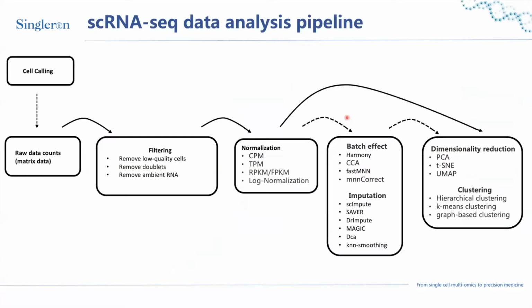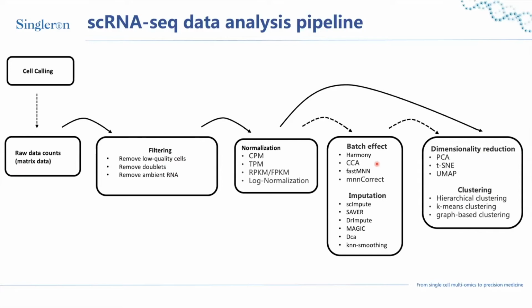So after cell calling, what we got is the matrix data, which is the raw data counts. What we do is to first filter out unwanted cells and do normalization, which is very essential for downstream analysis. After we got the normalized data, we will do the dimensionality reduction as well as the clustering. And in many cases, we are dealing with multiple samples from multiple batches, so we consider the batch effect.